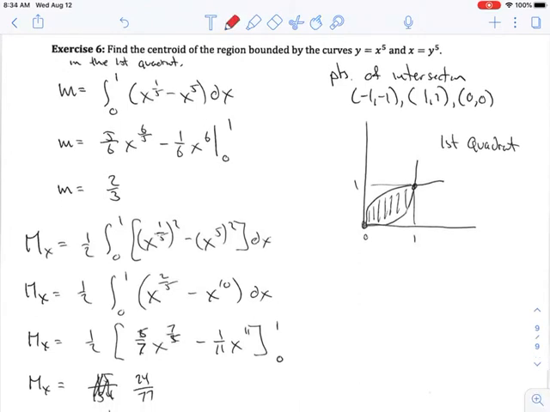Find the centroid of the region bounded by the curves y equals x to the 5th and x equals y to the 5th. Now, being tricky right here, x equals y to the 5th, you have to change that into y equals x to the 1/5 power, or the 5th root of x. But I prefer to write it as x to the 1/5 because we can integrate it that way.